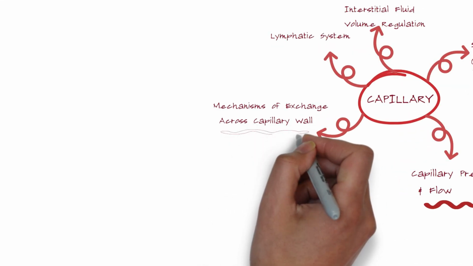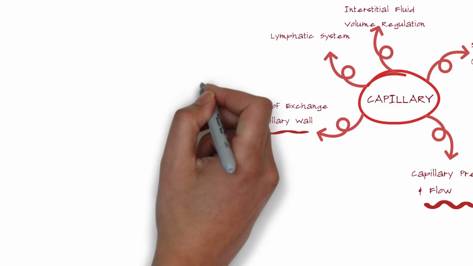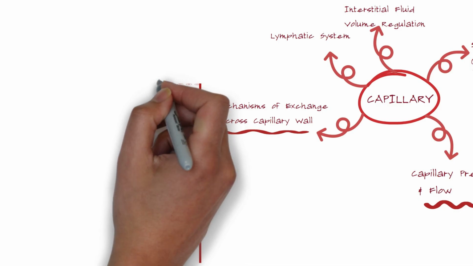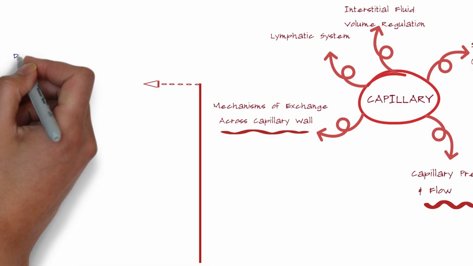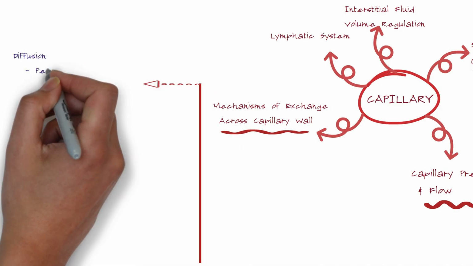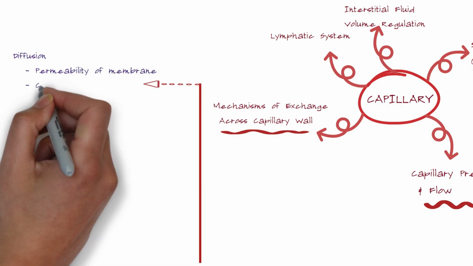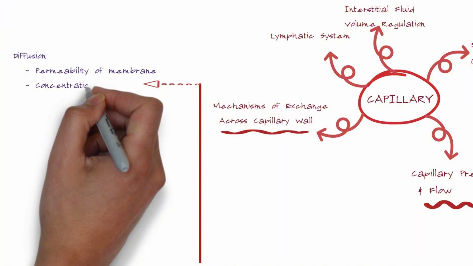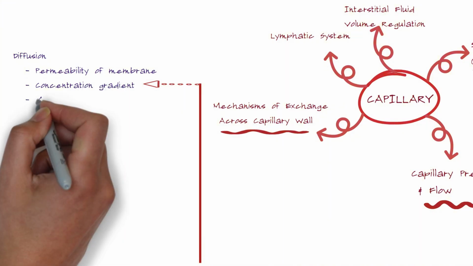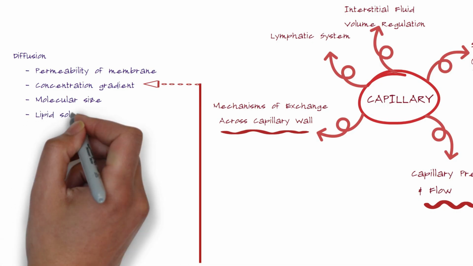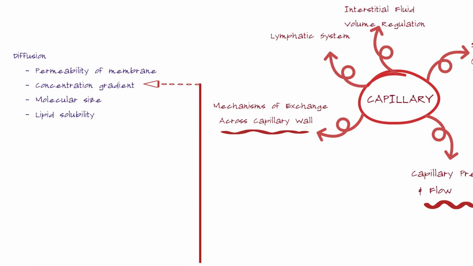Now let's see how substances actually move between the blood and the tissues through the capillary. And here we have three main mechanisms. First, diffusion, and diffusion means that the substance moves along the concentration gradient, and the rate of diffusion depends mainly on several factors: the permeability, the concentration gradient, the molecular size, and the lipid solubility.